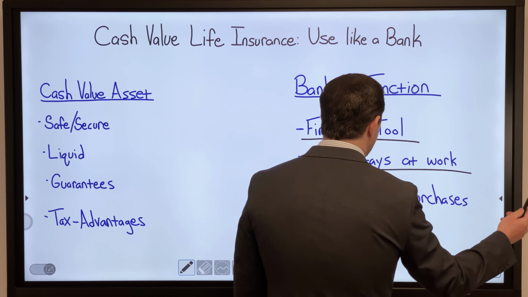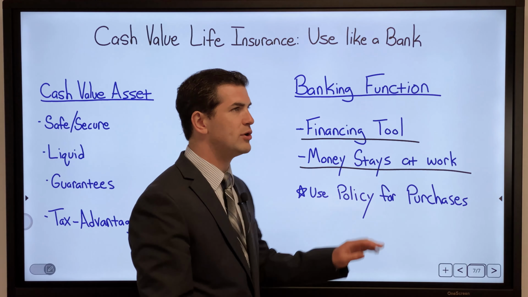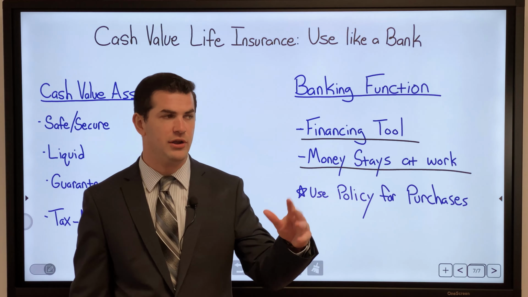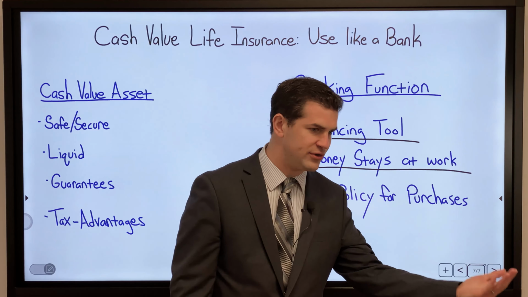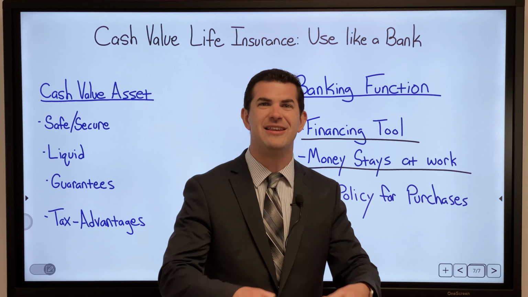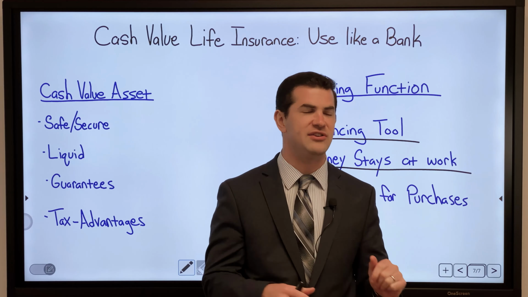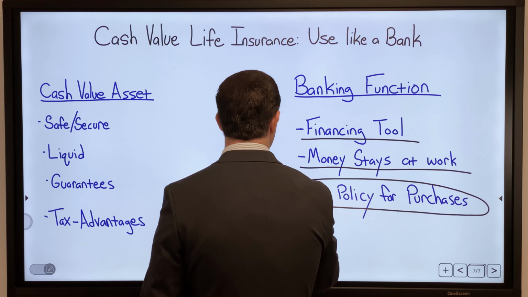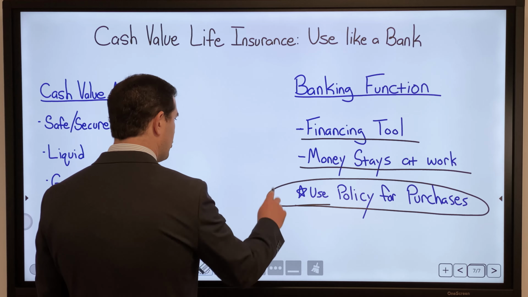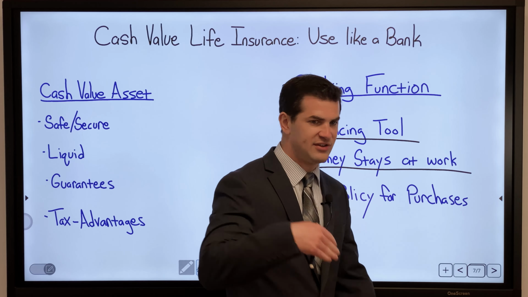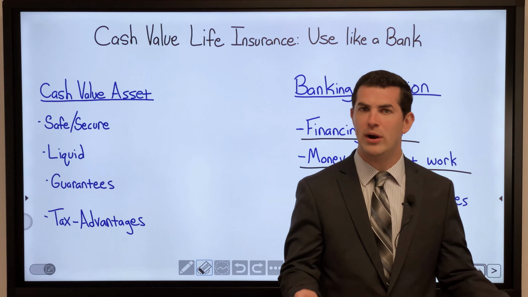Our money stays at work for us. What that means is once a dollar passes through the cash value of a whole life insurance policy, regardless if we just let that dollar sit and grow, or if we borrow against it, if we pull the money out, it continues to stay at work for us. We're going to see an example here. And then really with that, we can use the policy for purchases, whether that is real estate, paying off debt, if I'm investing in my business, whatever it might be.